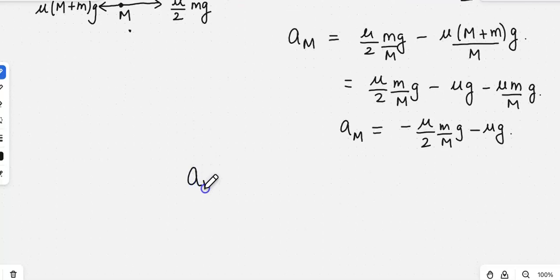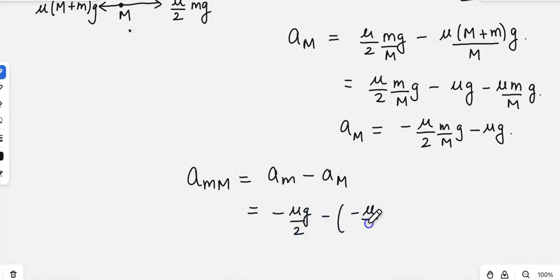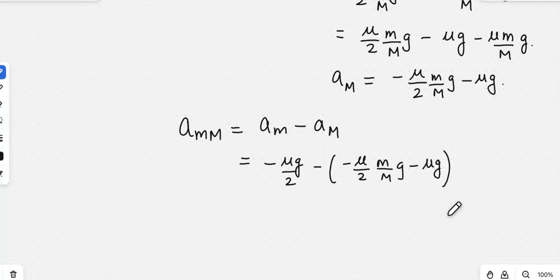Now we want to find the acceleration of small m with respect to capital M. That will be a_m minus capital A_M. Now a_m is minus mu g by 2. You subtract minus mu by 2 small m by capital M g minus mu g. So this will be equal to mu g by 2 plus mu small m by capital M into g. I think this is small m, right? So let me write small m here. Minus minus will be plus, mu g minus mu g by 2, which is mu g by 2. So this is the relative acceleration.